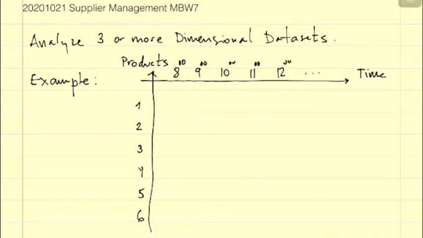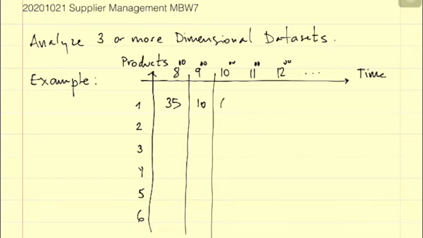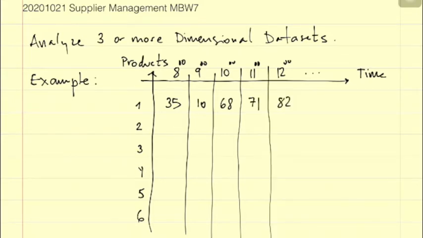So, and then you go and say, well, between 8 and 9, people spend 35 euros on shoes, on the category 1, and here only 10, and here 68, and stuff like that, okay? So 71, and 82, and then on the category 2, you have 17, and 8, and 27, and then 160, and 13, and so on. Okay?